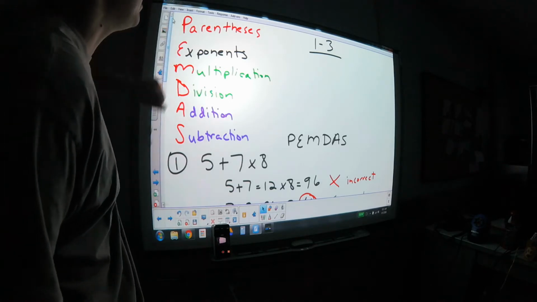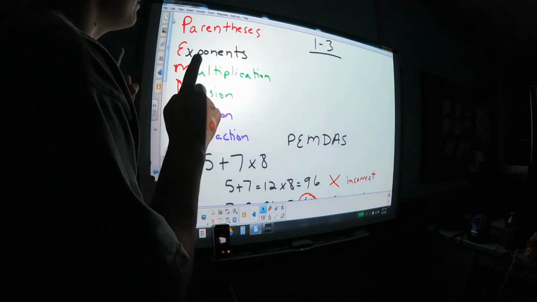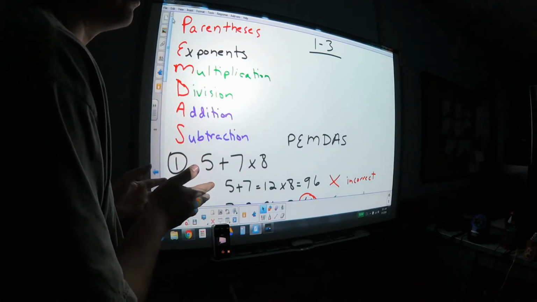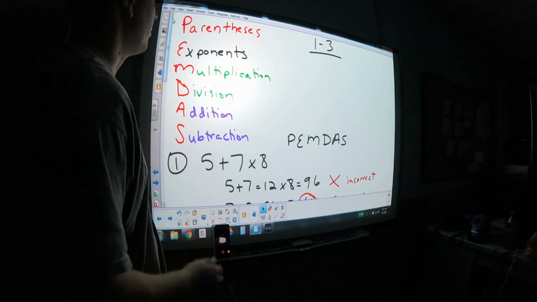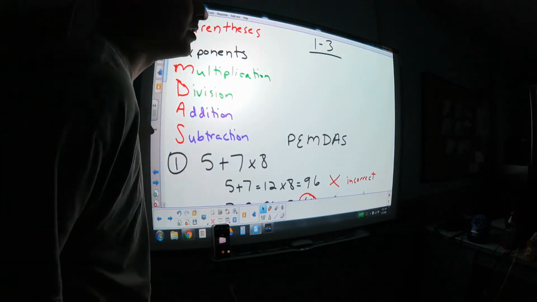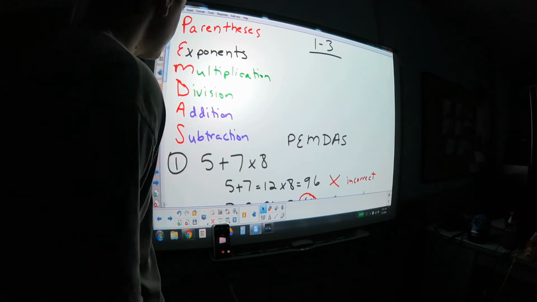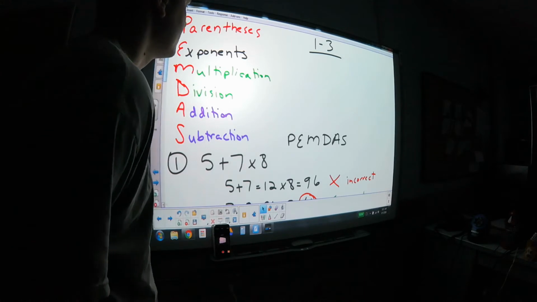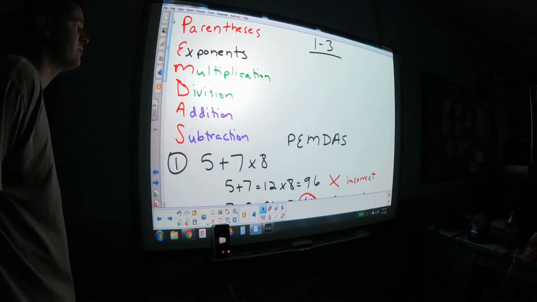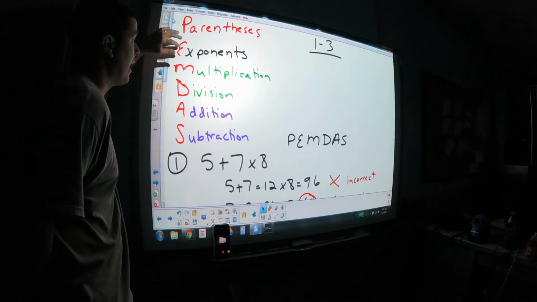The P meaning parentheses. So if there's any parentheses within the problem, you do it first before anything else. Exponents. So anytime that you have exponents in the problem, then you need to do it second after the parentheses. Multiplication. So anytime that there's multiplication, you do multiplication or division first after you do exponents.